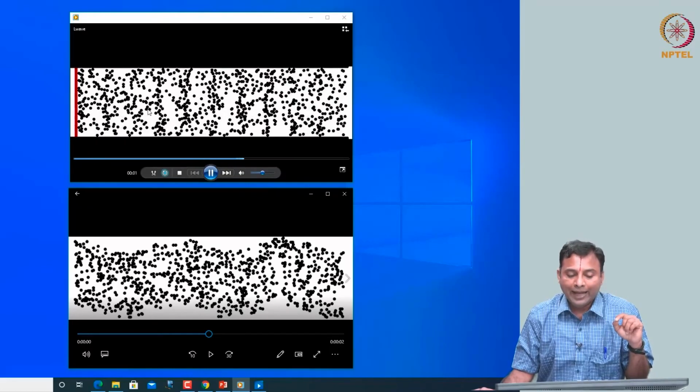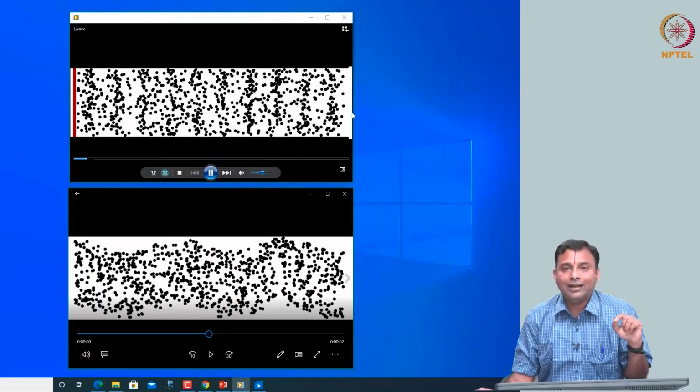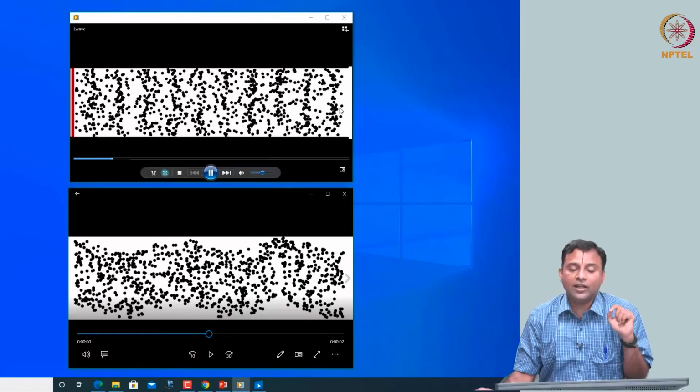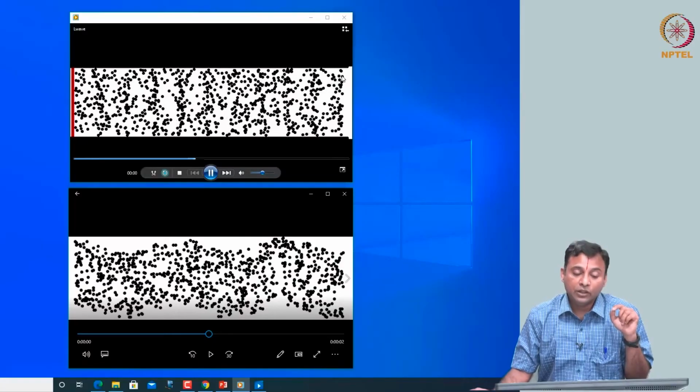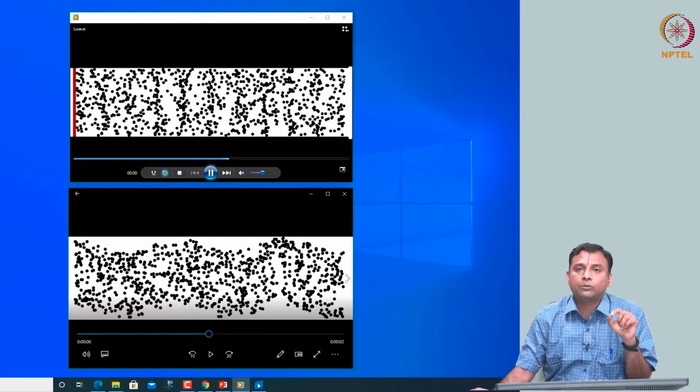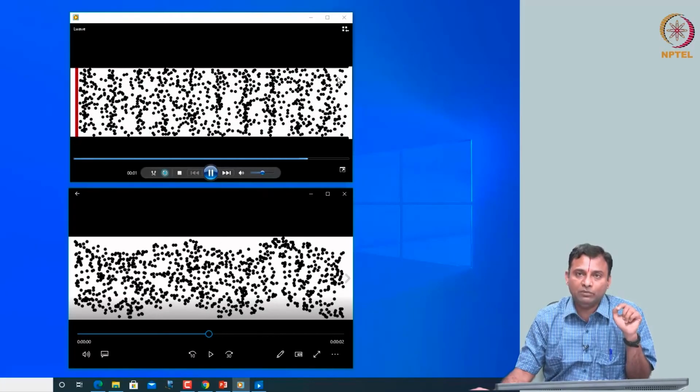Here the direction of oscillation back and forth and the direction of wave are in the same direction. This is called a longitudinal wave, or compressional wave. So this is what we will exploit in biomedical imaging, ultrasound imaging.